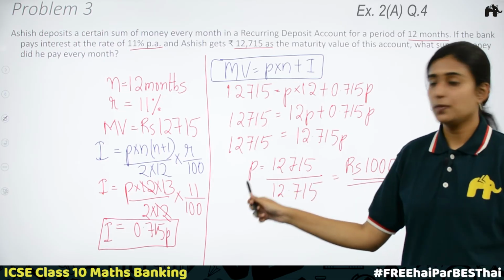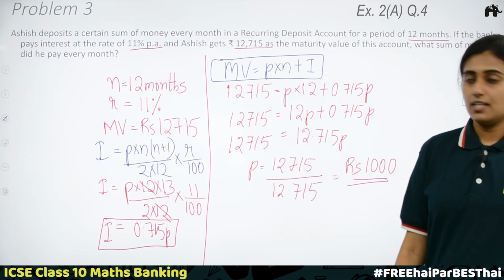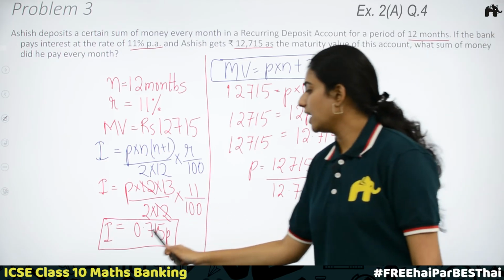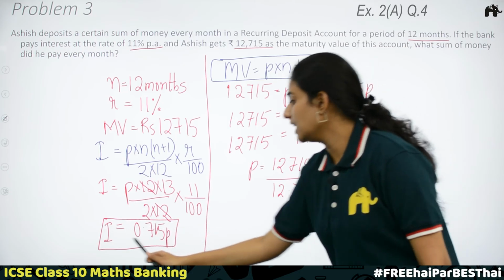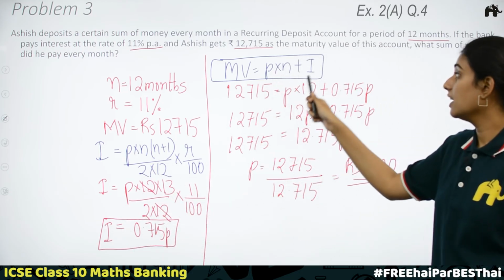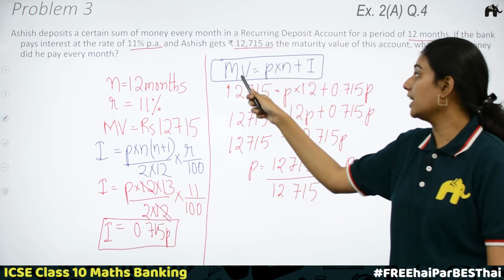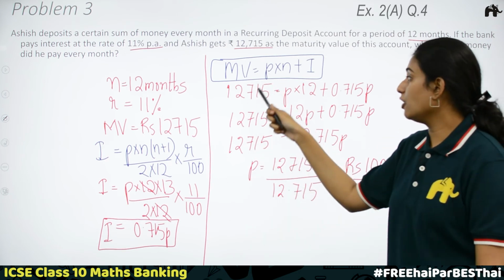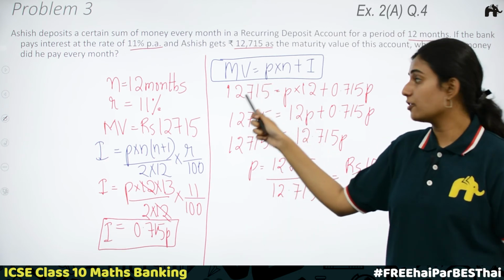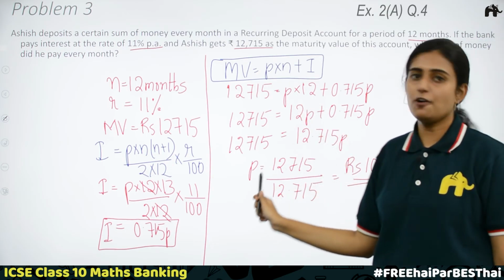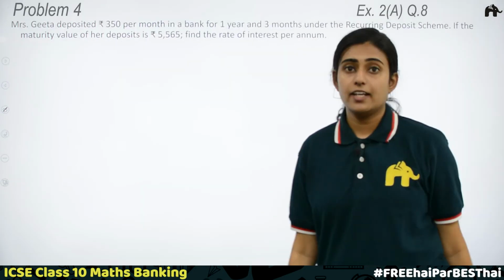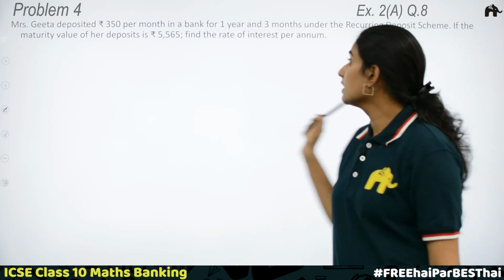P is equal to rupees 1000. So first we determined interest in terms of P and substituted this interest in terms of P into this equation for finding the maturity value. The value of maturity was given in the question. Substituting all other values, we can calculate the value of P. Clear? Next question, problem number 4.